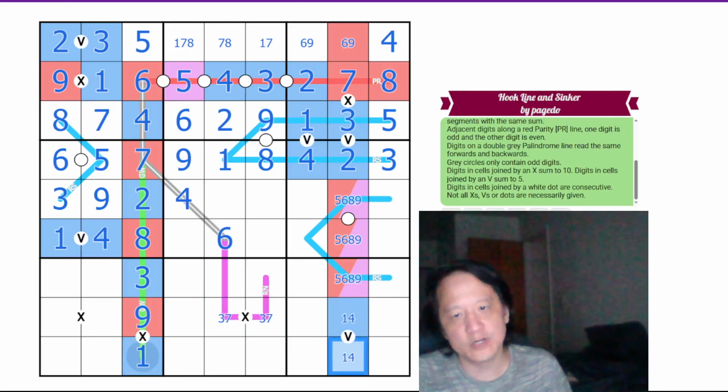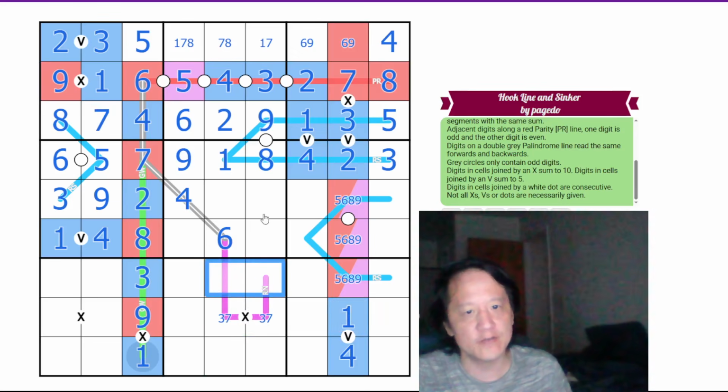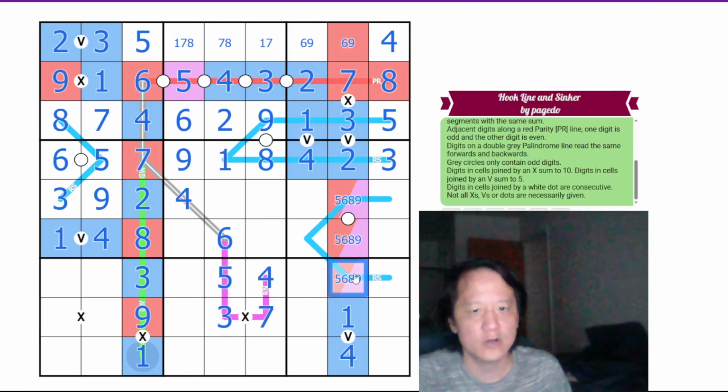1 eliminates 1 here, so this is 4 and 1. The rest of this Renban has to be 4 and 5. 3 eliminates 3 here, so it's 7 and 3. 4 eliminates 4 here, so it's 5 and 4. That means this cannot be 5. It cannot be pink. No more 9 here either because of 9 in the row.